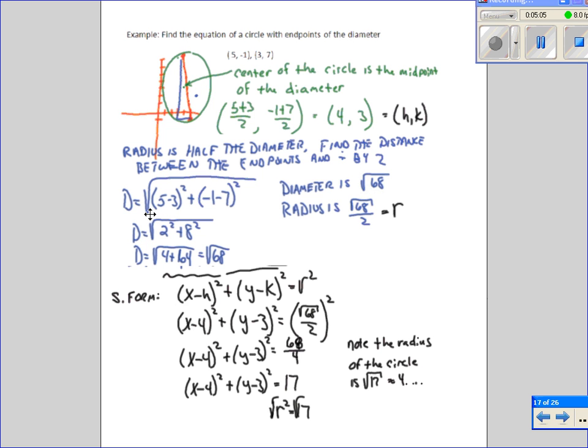So using our distance formula, 5 subtract 3 squared, negative 1 subtract 7 squared, simplifying, the distance is square root of 68, and that'd be the length of the line all the way across the circle, so the radius is half of that distance. And then putting that into our standard form, we know the value of h, we know the value of k, we know the value of r, and this simplifies quite a bit. When we square the square root of 68 over 2, we get 68 over 4, which actually turns out to be 17. And so the radius of the circle is the square root of 17, which is about 4 point something or other.